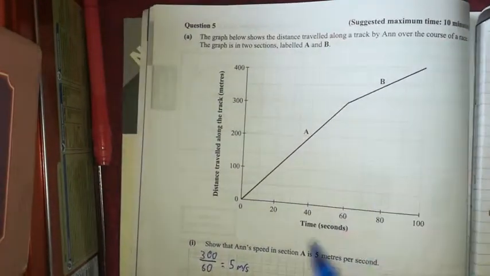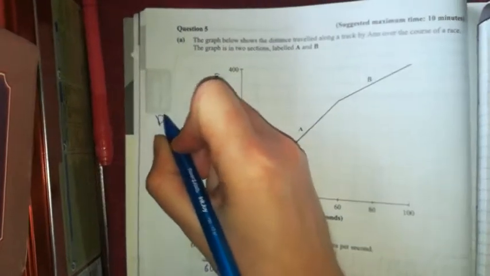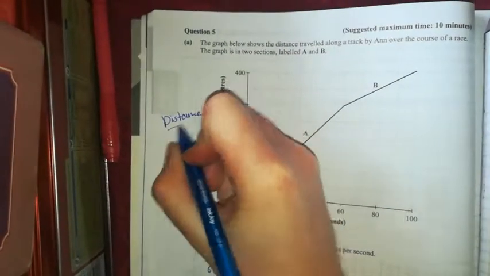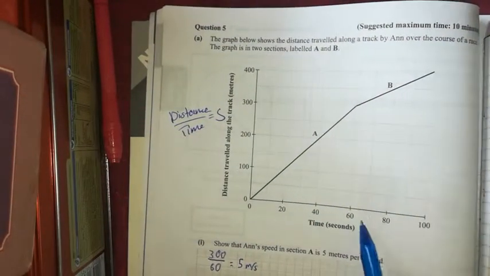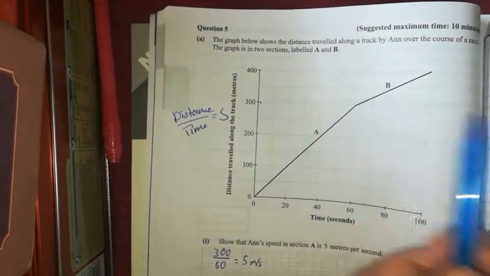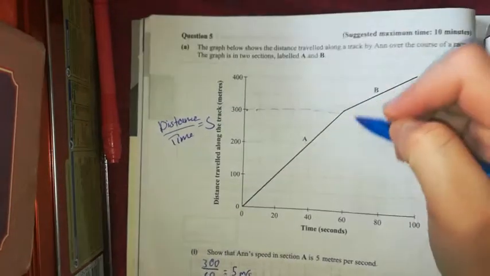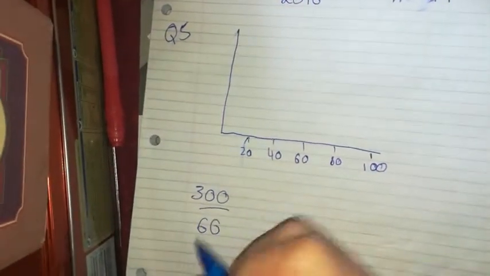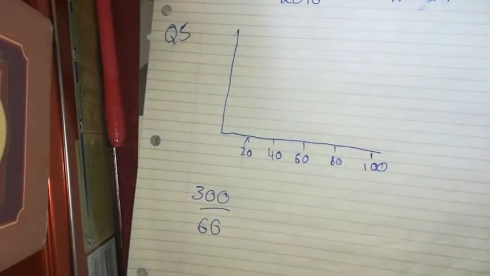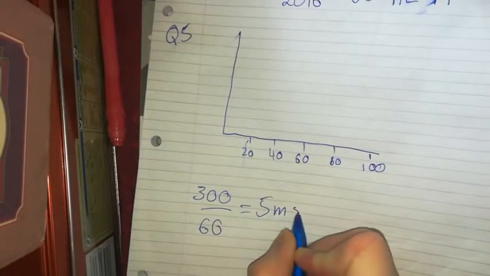So if I want to find her speed, well, the distance is on this side and the time is on this side. So the distance over the time, which is also the slope of the graph, is going to equal the speed. So if I get the slope, the rise over the run, which is 60, so 300 over 60, and then I get 5 meters per second. So that's her speed in the first section of the race.